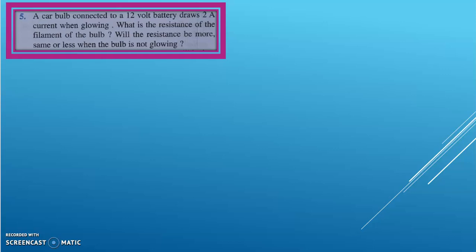A car bulb connected to a 12 volt battery draws 2 ampere current when glowing. What is the resistance of the filament of the bulb? Will the resistance be more, same or less when the bulb is not glowing? Now you will be in a condition to answer this question. This is a very direct question, easy direct question. So let's do it together.